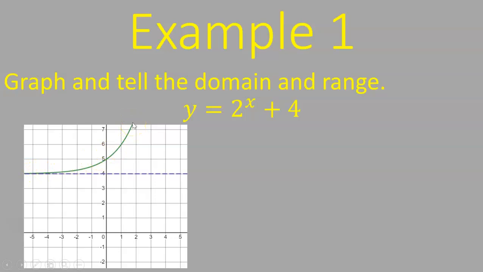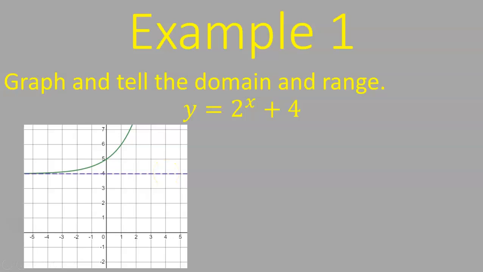Now, another thing you'll see people do is find the y-intercept. Remember, the y-intercept can be found by putting 0 in for x. 2 to the 0 power is 1, 1 plus 4 is 5. So if you want to get pretty specific with it, you might want to get the y-intercept. But in general, if you know that it's a growth and you know where the asymptote is, you're in pretty good shape when it comes to graphing by hand.